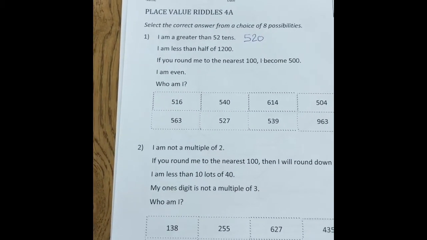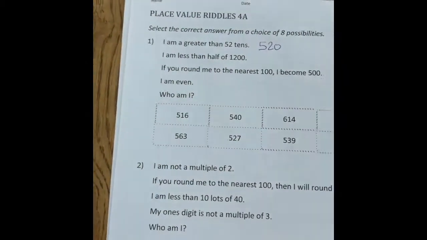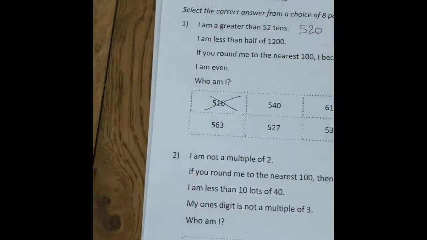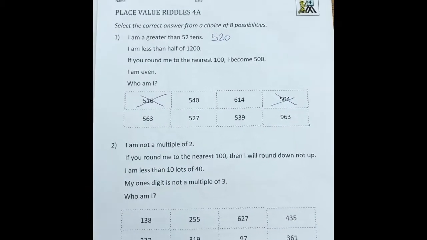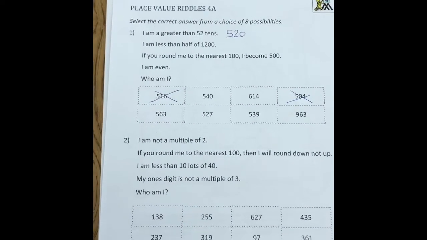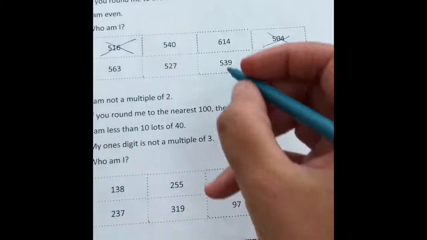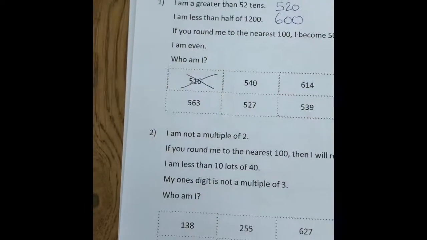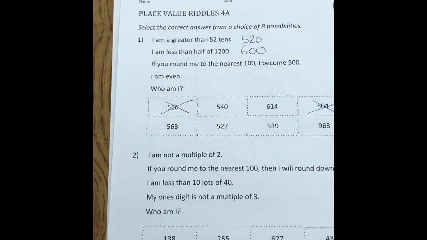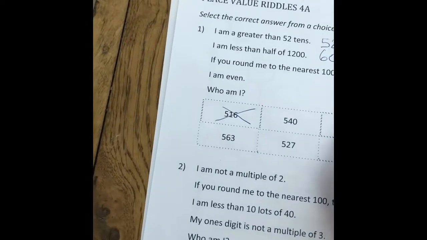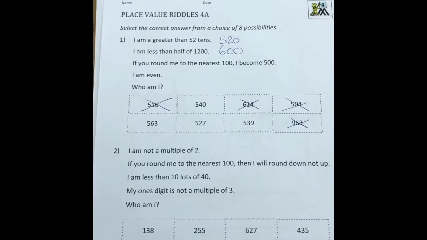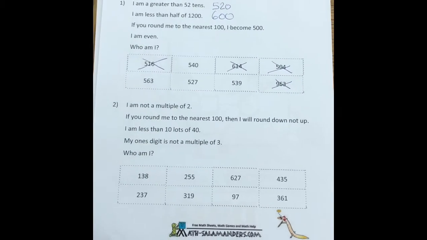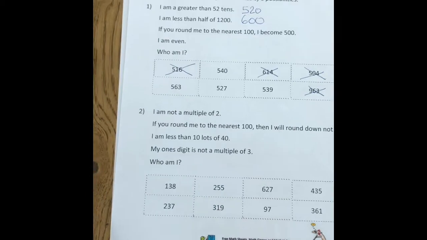So we're going to eliminate anything that's the opposite of that. What's not greater than 520? So we're going to eliminate that one. And we're going to eliminate that one. I'm eliminating anything that does not meet that question. I am less than half of 1200. That's going to be 600. So I'm less than 600. So we're going to eliminate anything that's the opposite. I'm going to eliminate things that are greater than 600. And so on. So go ahead and continue on to all of the clues to find out who am I, who solves that riddle.